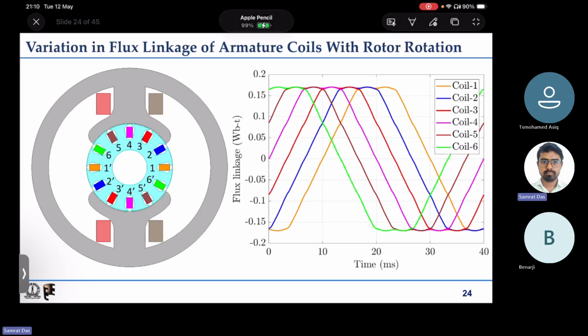So we have been discussing about modeling the armature winding. Sir, your voice is a bit low. Is it okay now? Is it okay? A bit better.